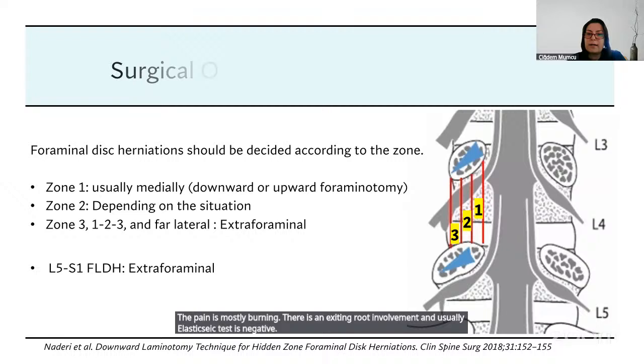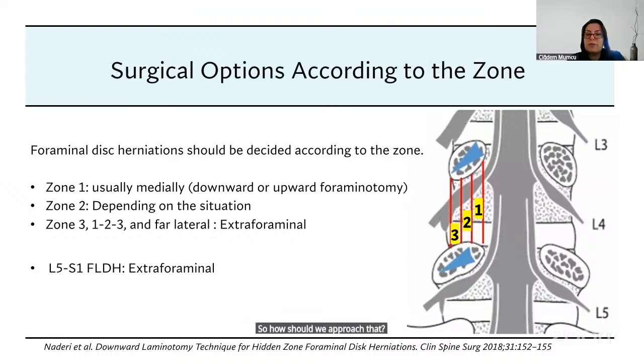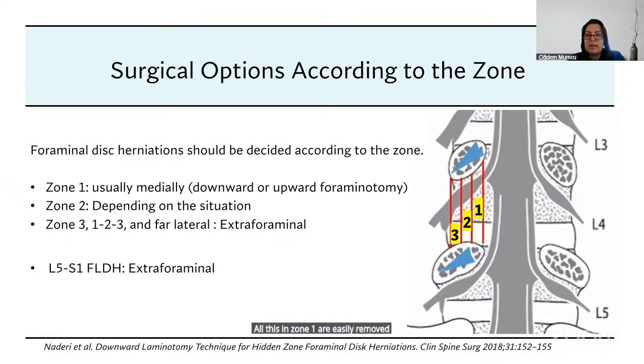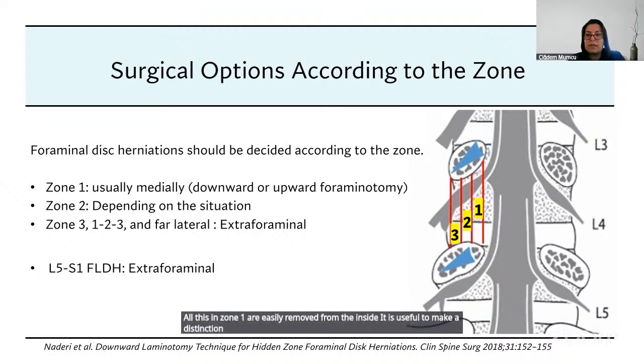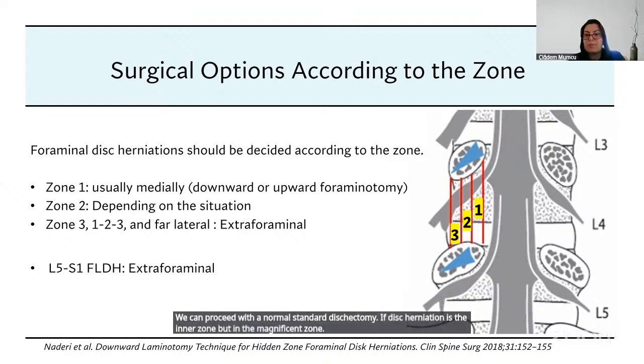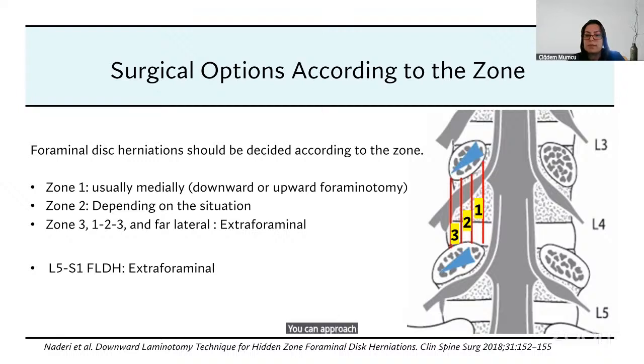So how should we approach that? Foraminal disc herniations should be approached according to their zone. All discs in zone 1 are easily removed from the inside. It is useful to make a distinction here. If the disc herniation is at the level of the disc in the inner zone, we can proceed with a standard discectomy. If the herniation is in the inner zone but in the magna-obsidian zone, you can approach using contralateral UBE.